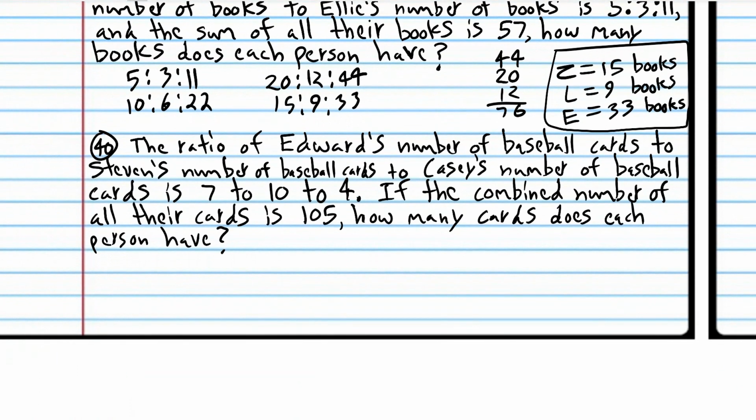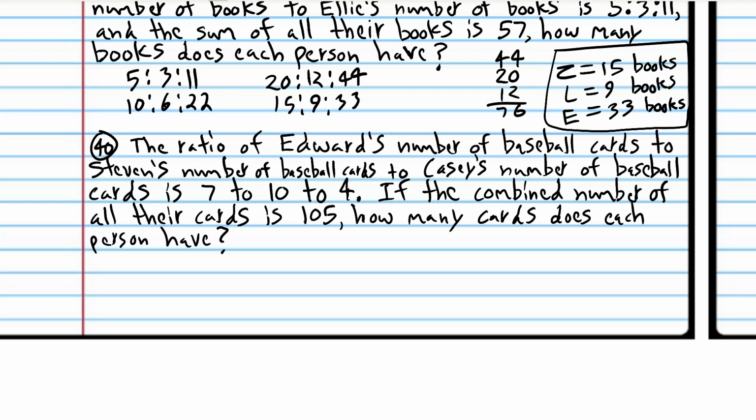Number 40, the ratio of Edward's number of baseball cards to Stephen's number of baseball cards to Casey's number of baseball cards is 7 to 10 to 4. If the combined number of all their cards is 105, how many cards does each person have? So why don't you attempt this problem, and when you come back, we'll do it together.